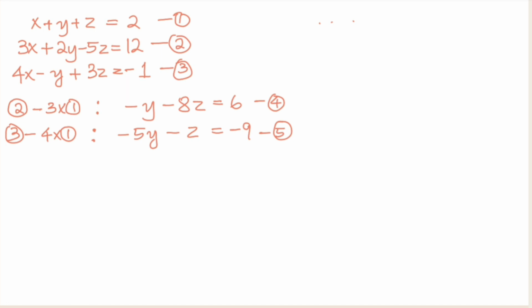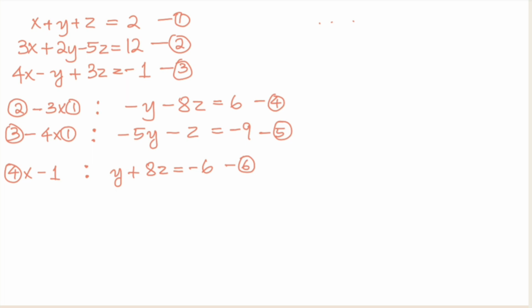So whichever one we want to do is fine, but let's multiply equation 4 by minus 1. So we have equation 4 times minus 1, and that gives us y plus 8z equals minus 6. So let's call this equation 6.